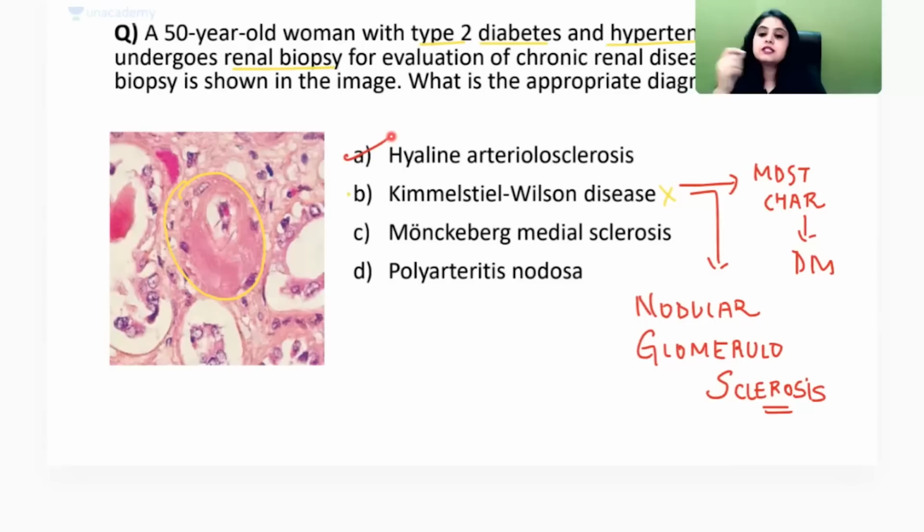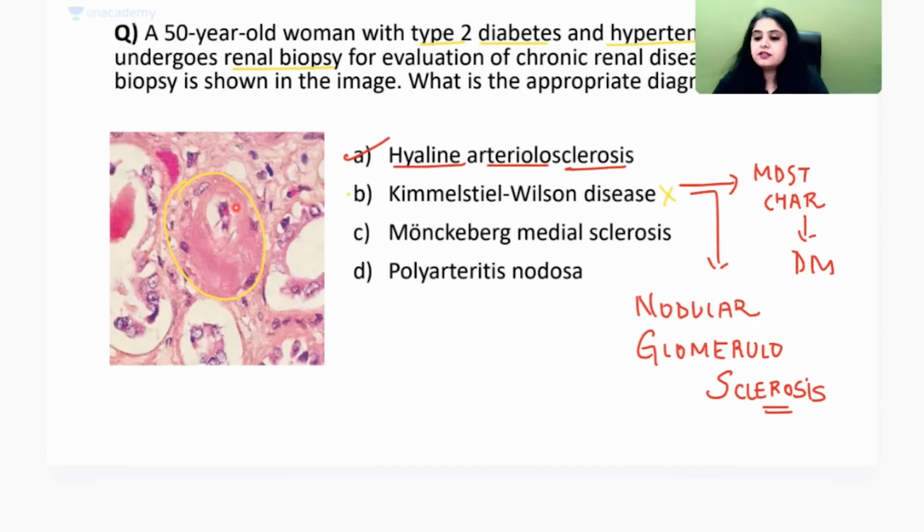Now what was the answer to this question? Hyaline arteriolosclerosis. Listen to this. Sclerosis and hyaline. Does it mean pink color material? Yes, you'll say, ma'am, yes, I'm seeing pink color material. Arteriolo, you are supposed to see it in a blood vessel. Yes, this is a blood vessel.